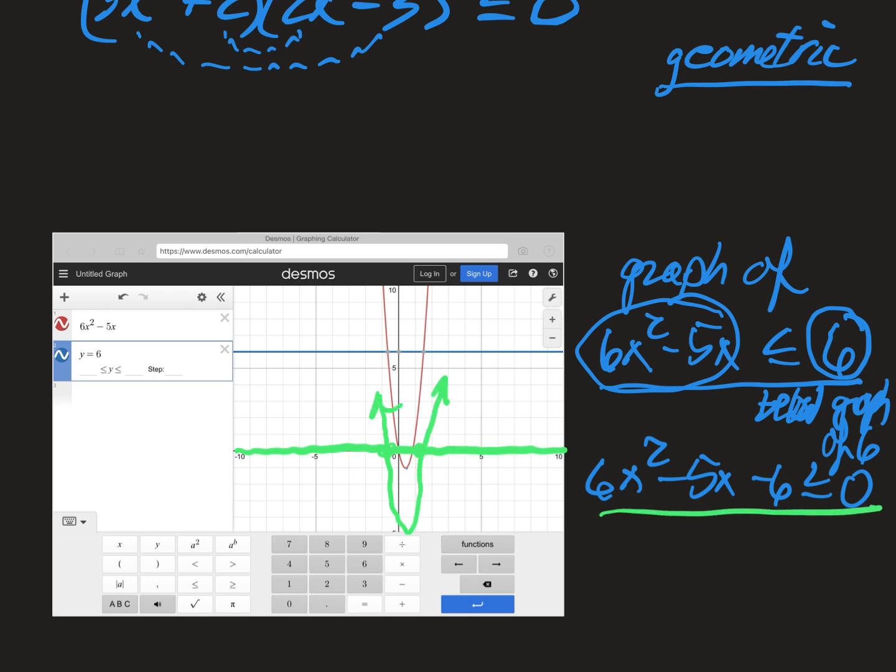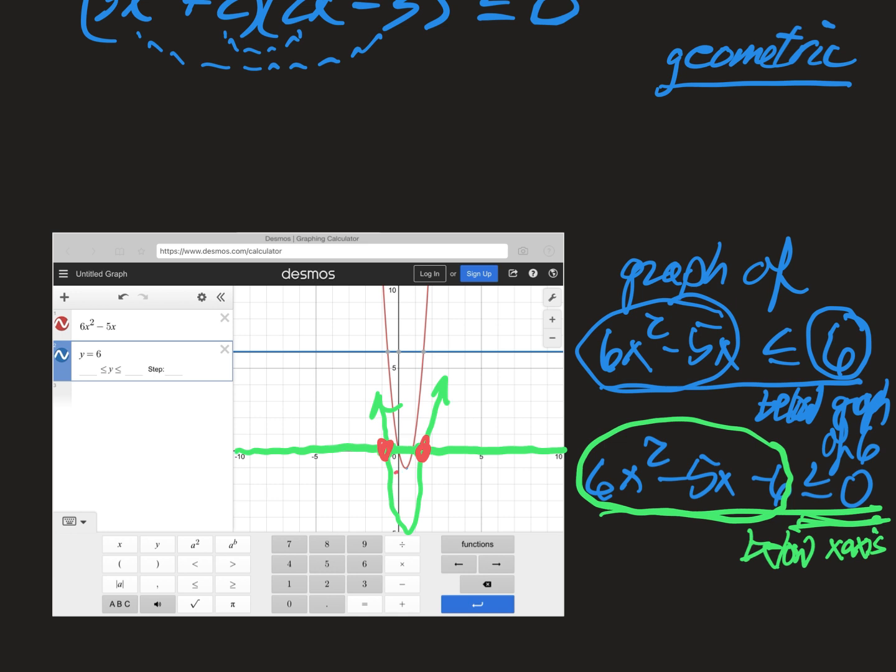So what are we saying here? We're asking the question, where is the graph of this quadratic less than or equal to 0, or below the x-axis? So we have now interpreted this inequality as meaning below the x-axis. That means where these points intersect, right there and right there, those points are now x-intercepts.